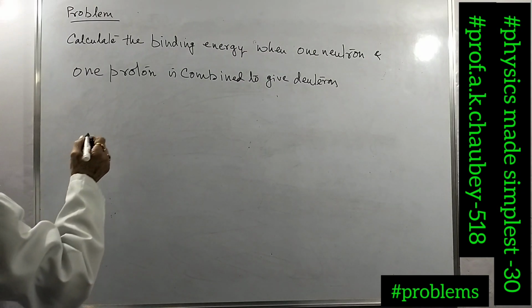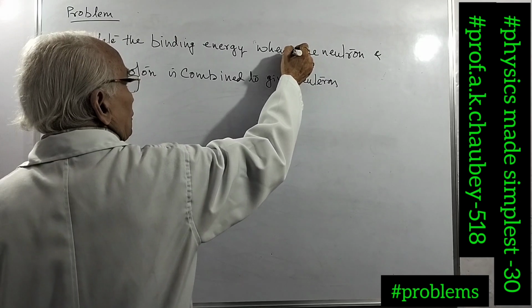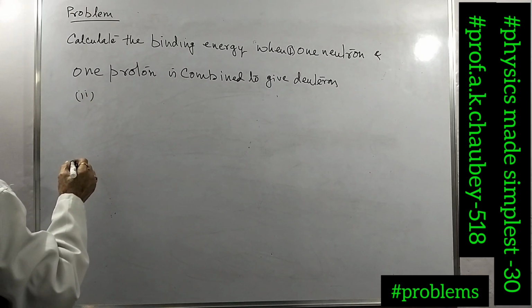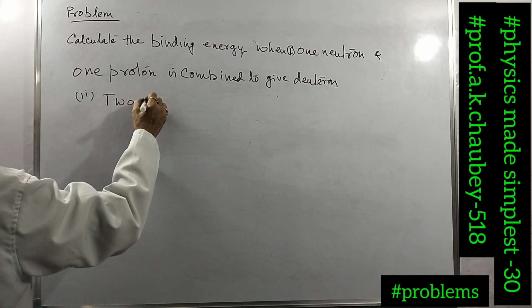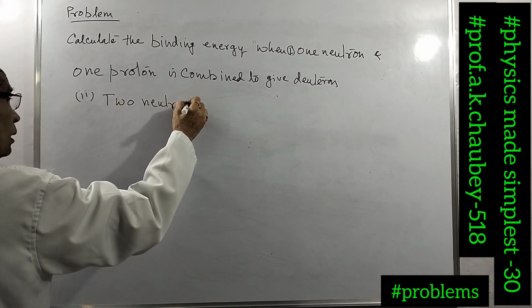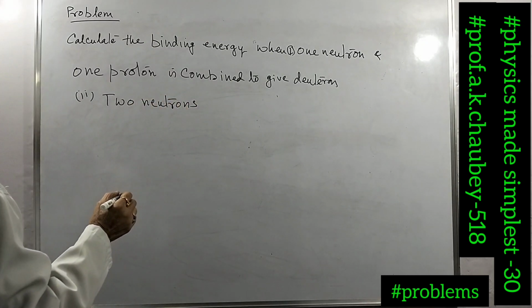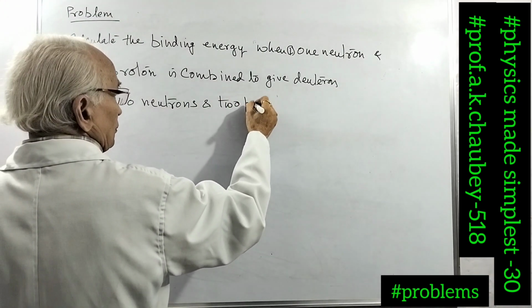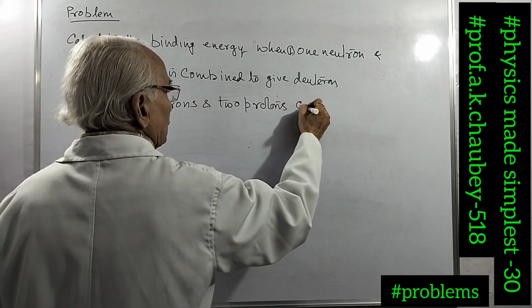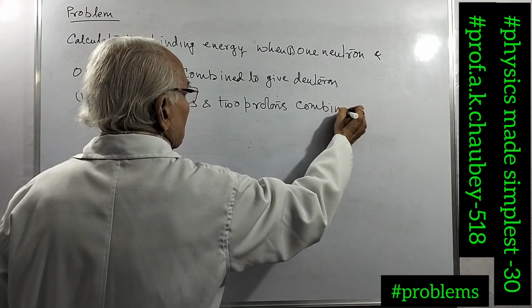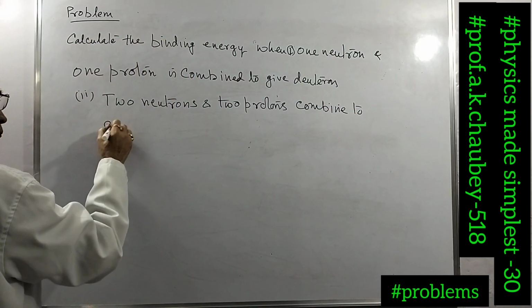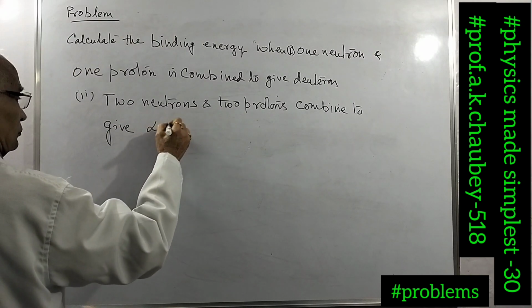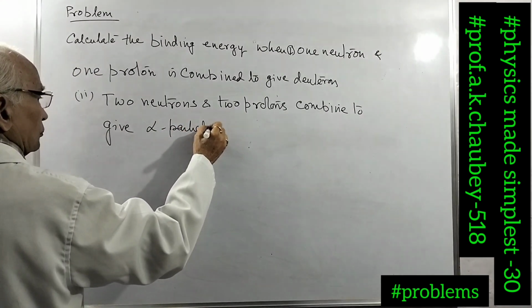So this is one, and second, also when two neutrons and two protons combine to give, what do they give, an alpha particle.